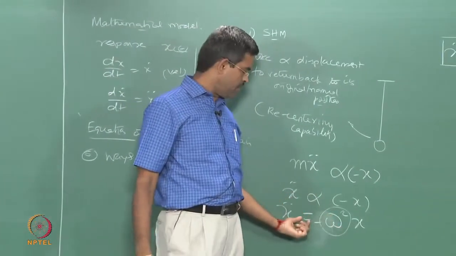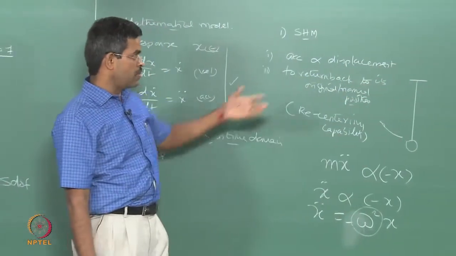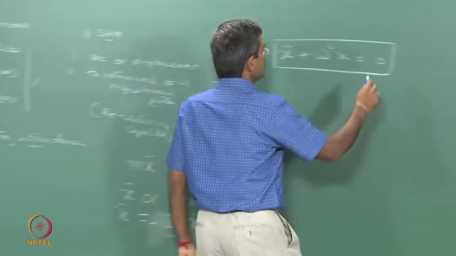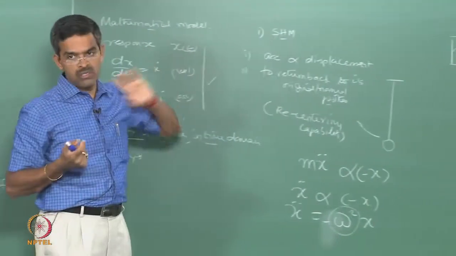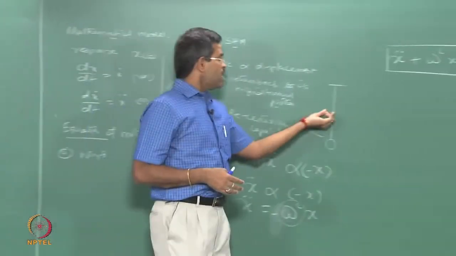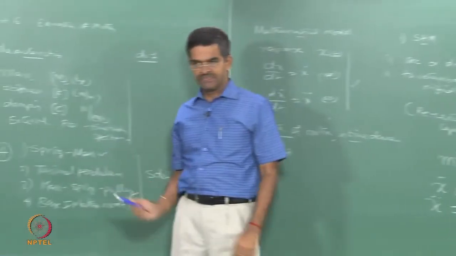I am putting a constant, equating it, and rearranging the terms, I get this equation of motion. m x double dot, x double dot plus omega square x is 0 is the equation of motion as derived by applying the principles of simple harmonic motion to a vibrating body, which is nothing but a spring mass system, which is the first category that we have here.